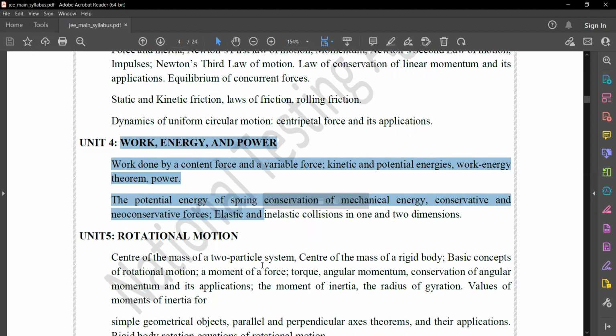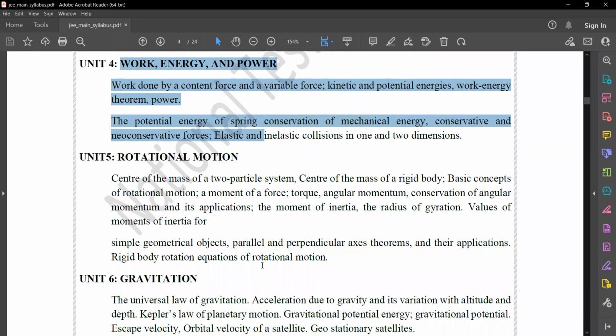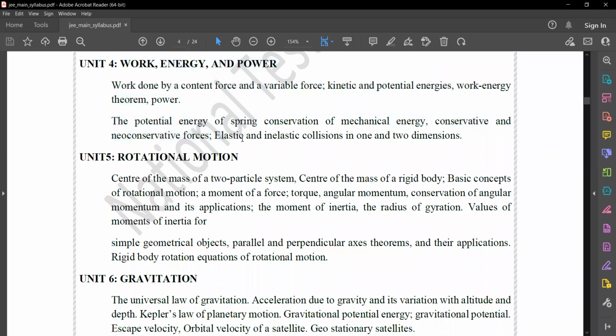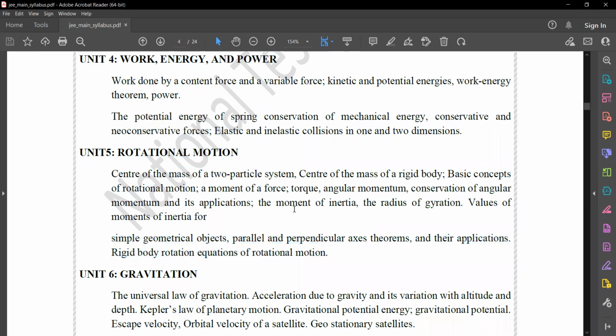Rotational motion. Then the seventh chapter of your NCERT book. Center of mass of a two-particle system, moment of inertia, radius of gyration, simple geometrical objects, parallel and perpendicular axis theorem and their application, rigid body rotation, equation of rotational motion. So these things will come from rotational motion.